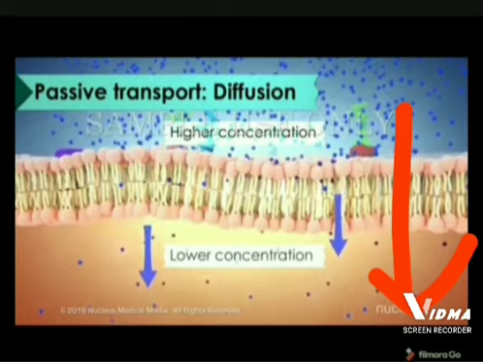Osmosis and simple diffusion are types of passive transport. They do not require any protein carrier molecule. Facilitated diffusion is also a type of passive transport, but this type requires a protein carrier molecule for transport of molecules or ions from higher concentration to lower concentration.